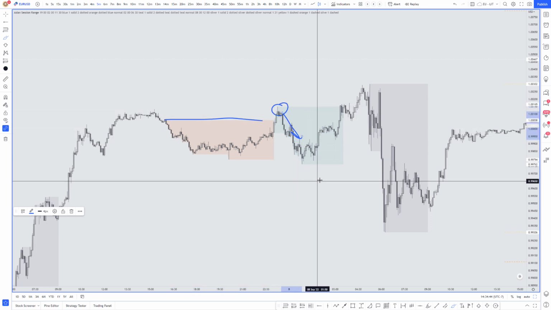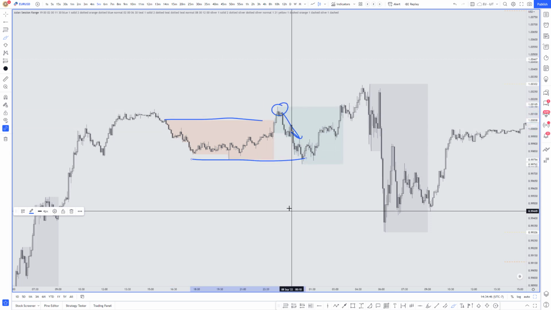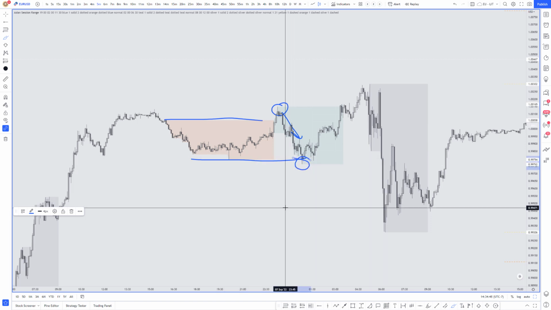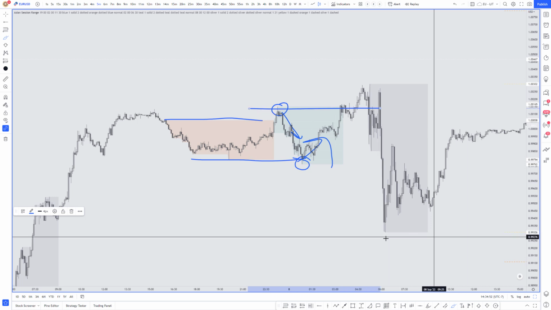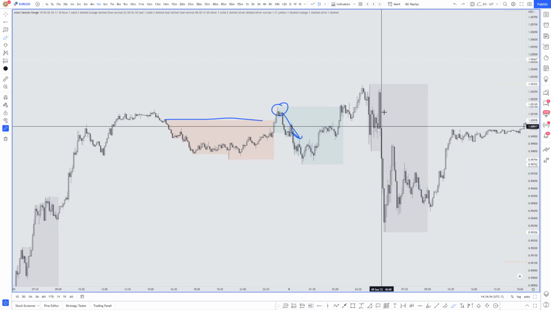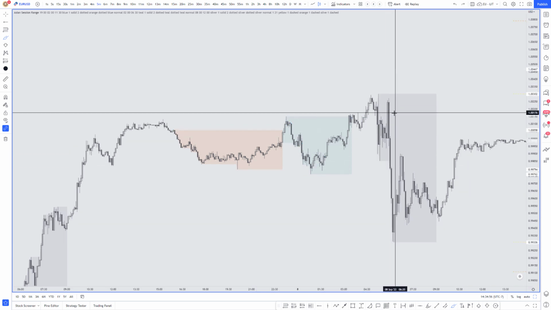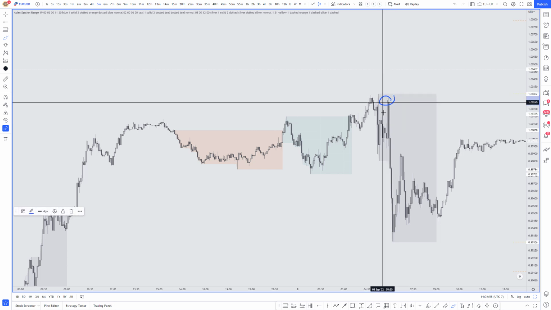Price starts going down. Where's the first place to pay yourself? Asia lows. Market wicks again. You can go the other way. Where's the first place to pay yourself? London highs. New York dumps. Now this was news.